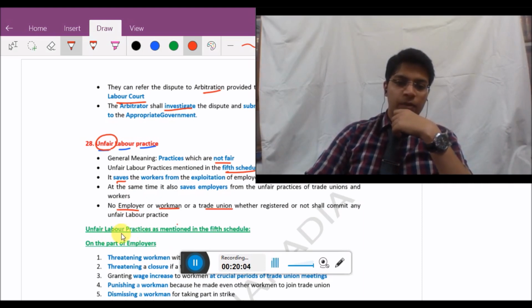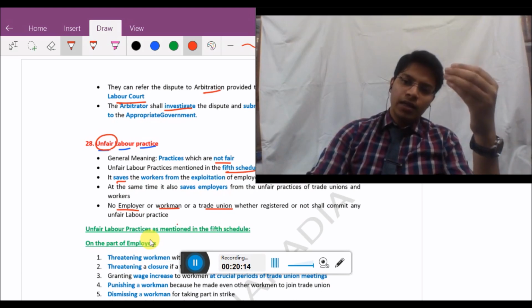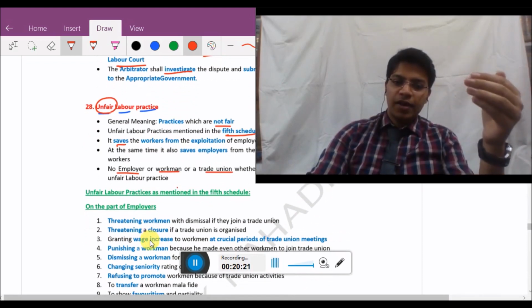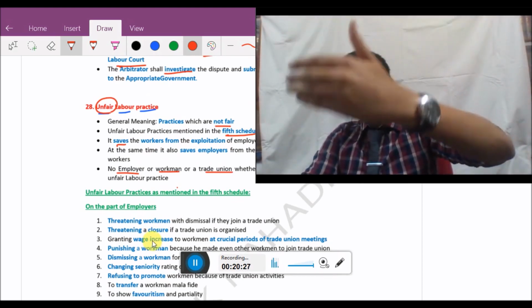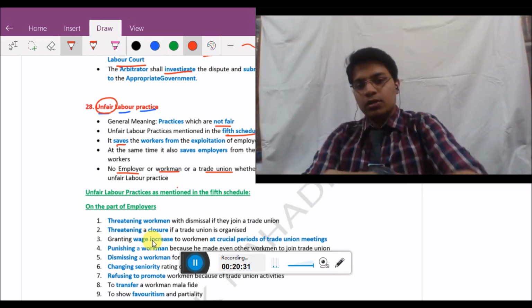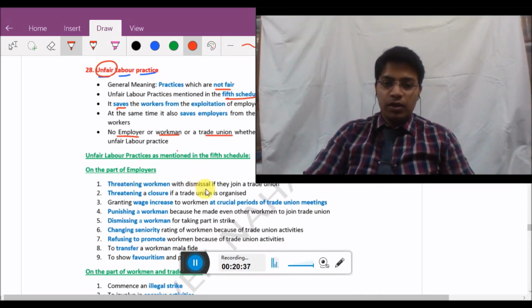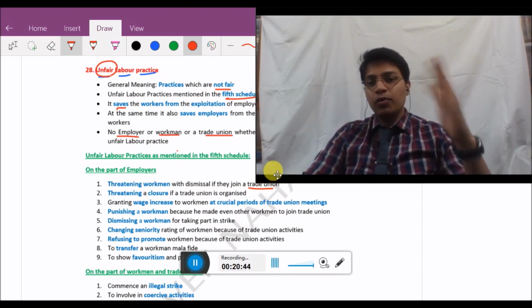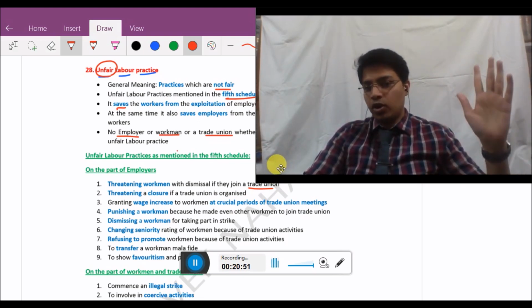Unfair labor practices as mentioned in the 5th schedule: as I said, there is a list provided in the 5th schedule, and it is divided into what employers shouldn't do, what employees shouldn't do, and what trade unions shouldn't do. So on the part of the employers: threatening workmen with dismissal if they join a trade union. Threatening the workmen that if you join the trade union, then I'll remove you from employment. This is not right. This is unfair labor practice on the part of employers.